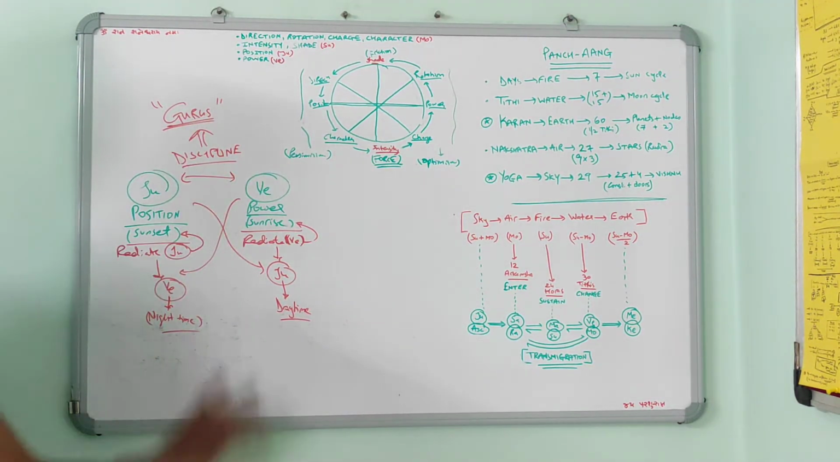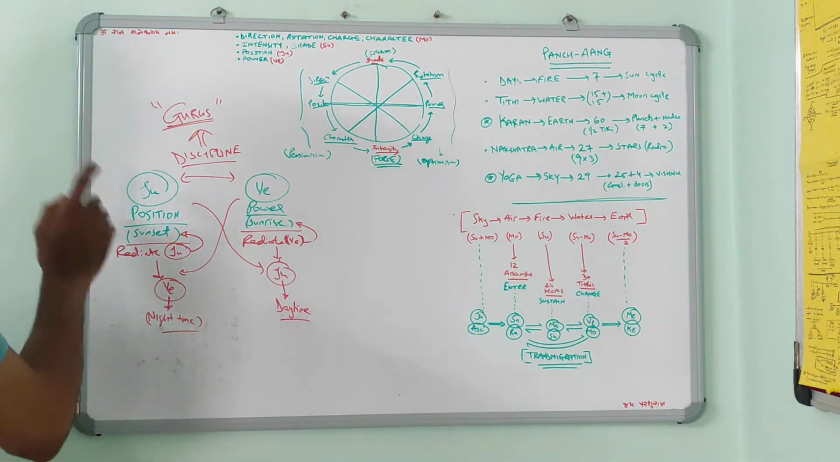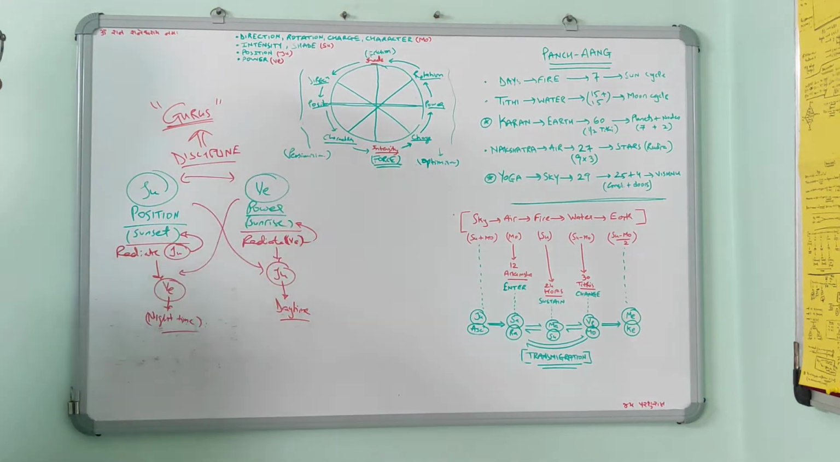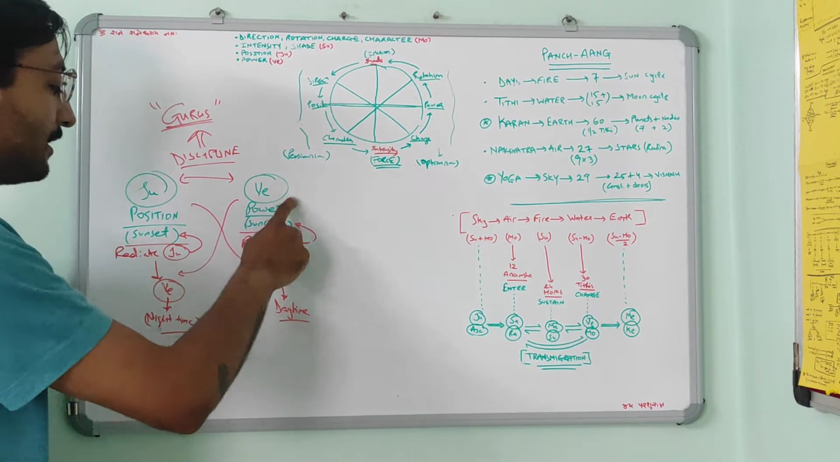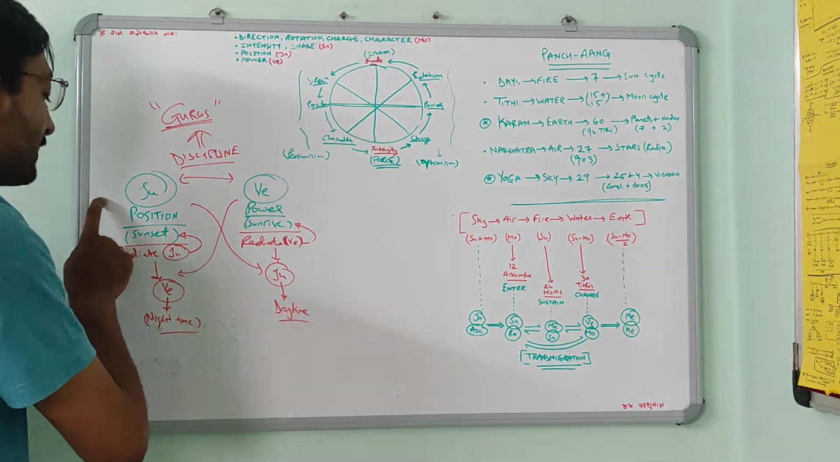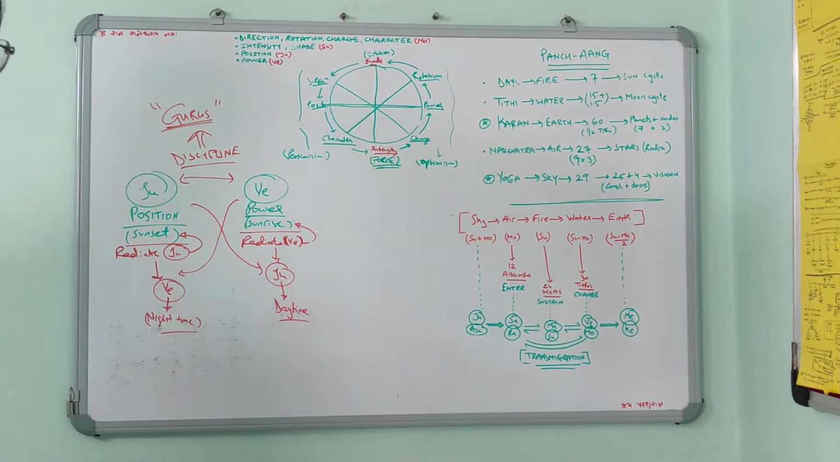Both are gurus. You have to follow both of them. At sunset you have to follow Jupiter. At sunrise you have to follow Venus. If you follow Venus at sunrise, then you are attaining Jupiter. If you follow Jupiter at sunset, you are attaining Venus.